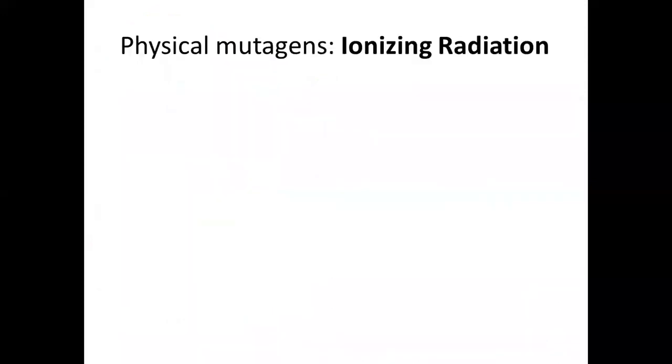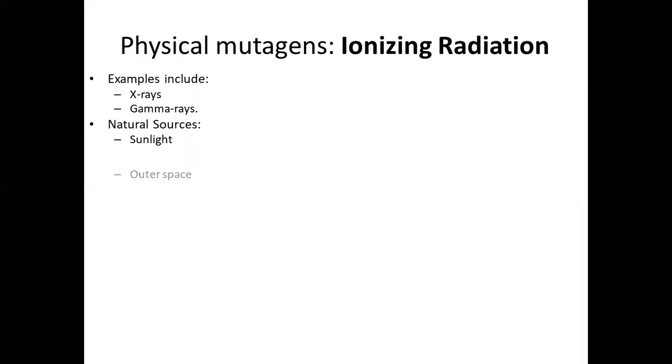So that's UV light. The other one is ionizing radiation. Ionizing radiation is composed of gamma rays and X-rays. Examples include X-rays and gamma rays. Sources include artificial sources and also natural sources. Under the natural sources, these gamma rays, these ionizing radiation can come from sunlight, and can also come from outer space.